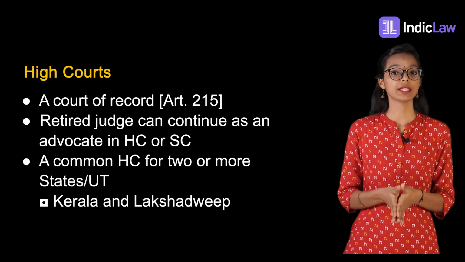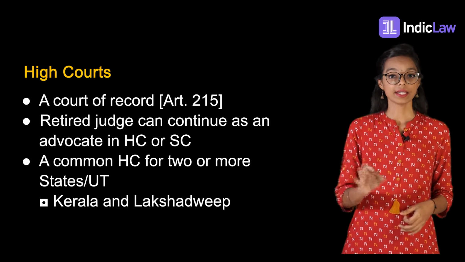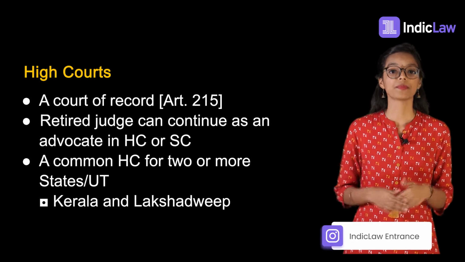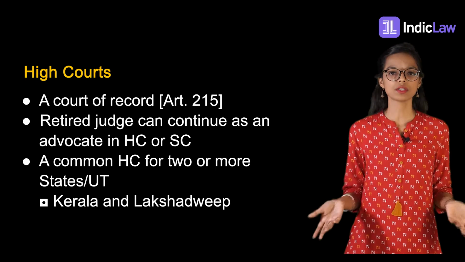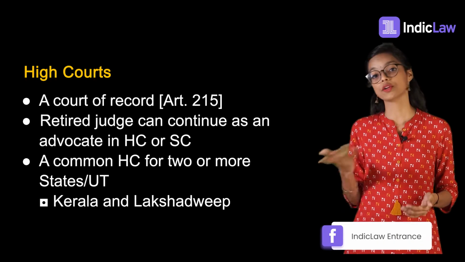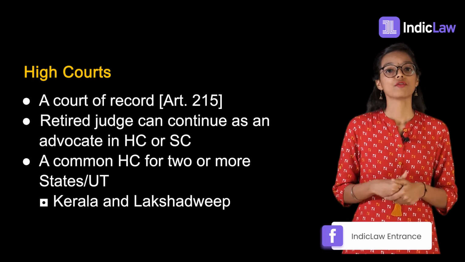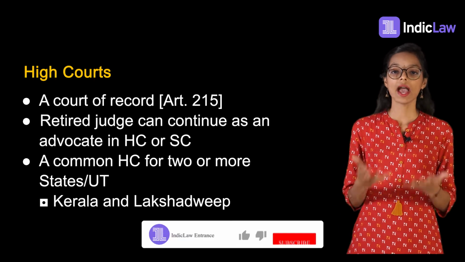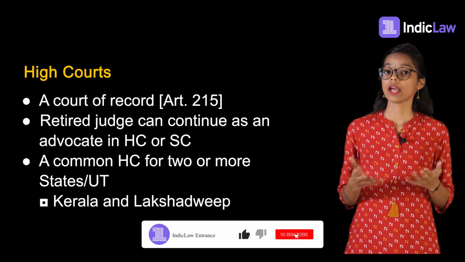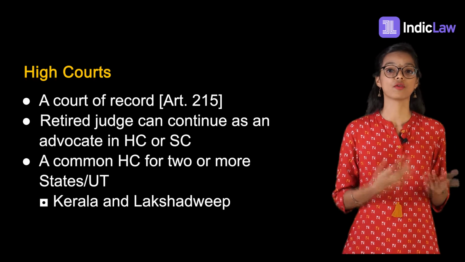Article 214 states that each state shall have its own high court. However, the Parliament can establish a common high court for 2 or more states, or for 2 or more states and a union territory as well. For example, the High Court of Kerala is common for the state of Kerala and the union territory of Lakshadweep. The High Court of Calcutta is common for the state of West Bengal and Andaman and Nicobar Islands, etc.